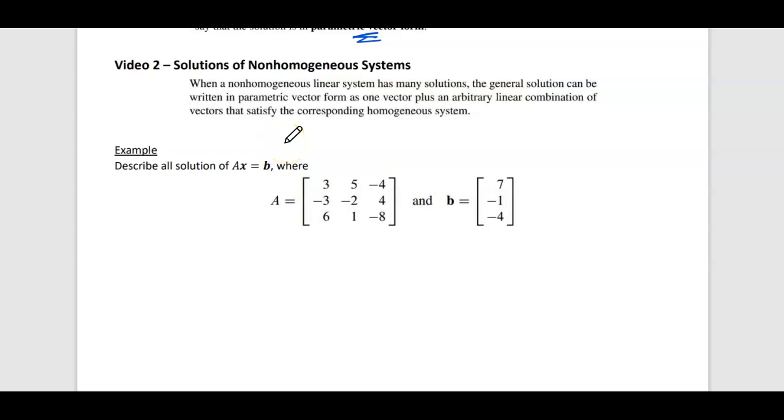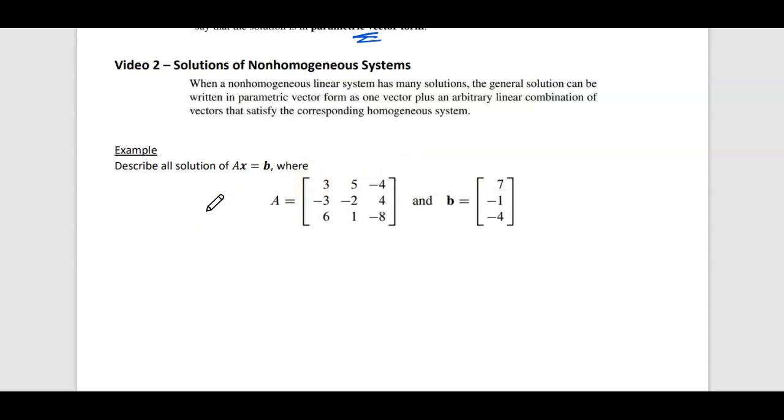All right, so what if we don't have a homogeneous system? What if we have a non-homogeneous system, meaning b is not the zero vector? Then what do we do? So when a non-homogeneous linear system has many solutions, then we can find a general solution and then write that in the parametric vector form. So let's look at an example of how we do that.